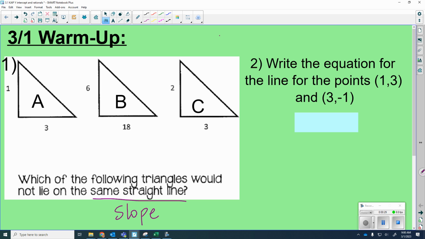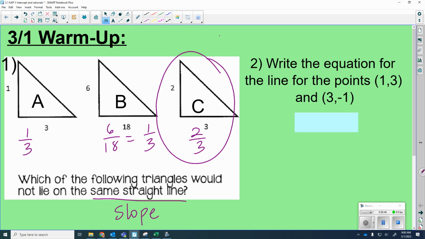Rise over run, which would be what? 1 over 3. What would this be? 6 over 18, which simplifies to what? 1/3. And here? 2/3. So which one would not be on the same line? C. Okay, so now on number 2, before I get to the answer, I want to know what strategy did you do for this one?